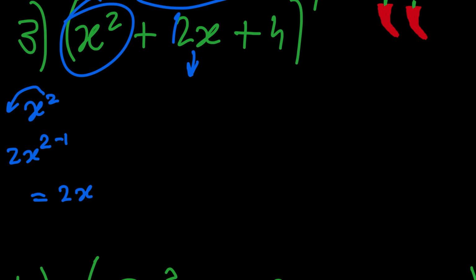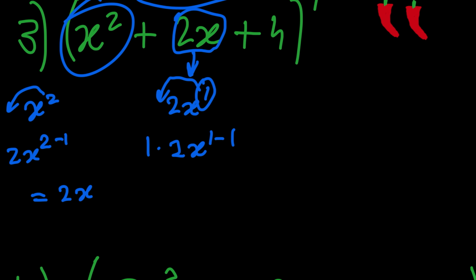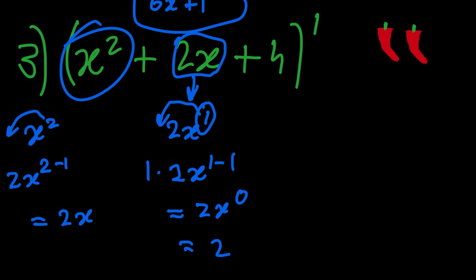Same thing here with this 2x term. So we get 2x to the power of 1. Bring it down. We get 1 times 2x to the power of 1 minus 1, which is equal to 2x to the power of 0, which is equal to 2, since x to the power of 0 can also be written as 1.